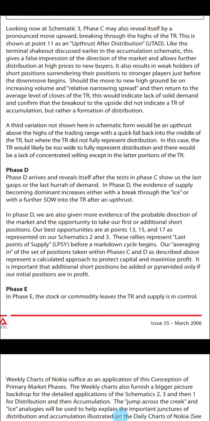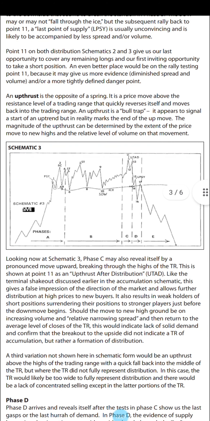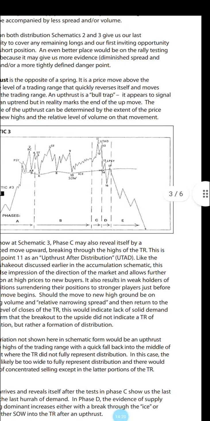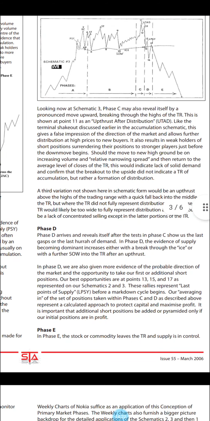In phase D, we are given more evidence of the probable direction of the market and the opportunity to take our first or additional short position. Our best opportunities are at point 13, 15, and 17. That'd be great spots. 17 is probably one of the better positions because that confirms that we're going to be on a downtrend, because that was the last ditch effort, but we had no volume. 15 is also a good spot, and 13 would be if you have a keen eye and you're taking a gamble, because sometimes it'll move to the upside after a quick drop to support. So I definitely agree with this 100%.